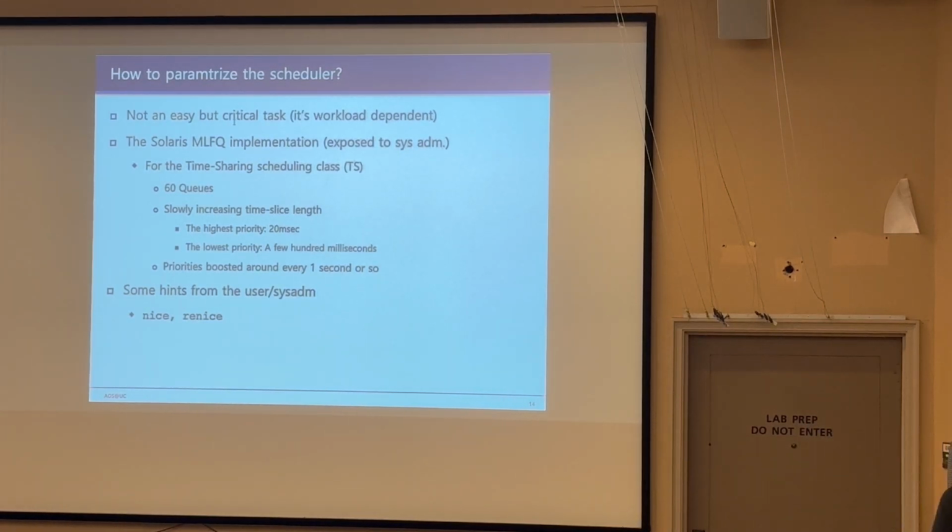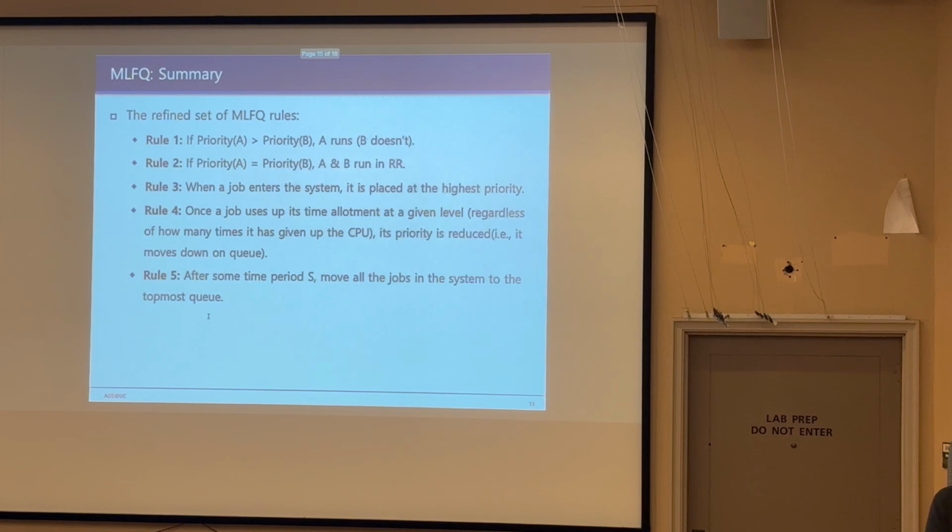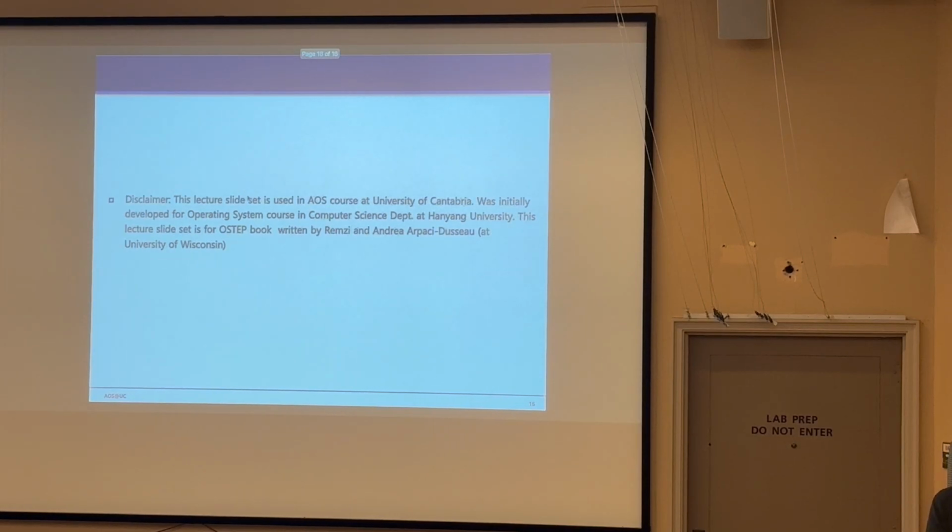So these are some other implementations. In Solaris OS, you have a multi-level feedback queue implementation, and these are the parameters they set for it. The user and the system admin can provide hints, like a nice value, for processes that they think are more important. All right, so these are the rules of multi-level feedback queue, and I assume everyone already knows these rules, and you need to follow them in your implementation for Lab 2.